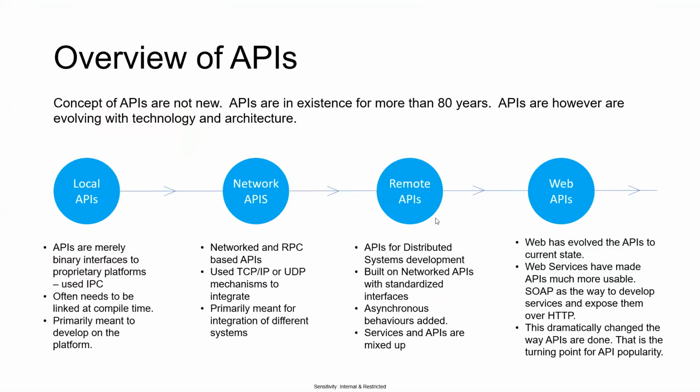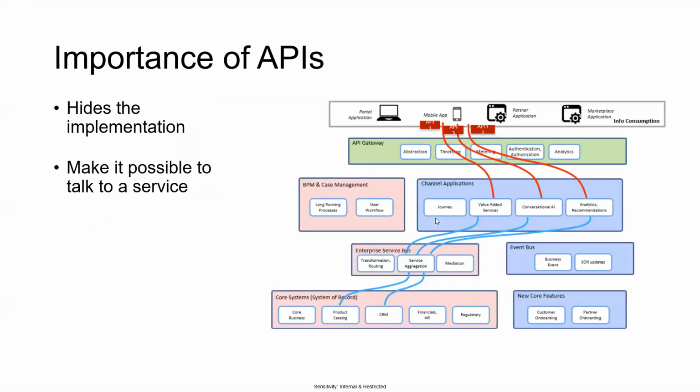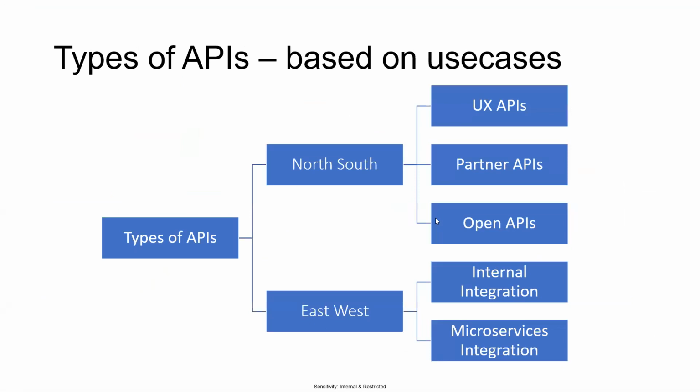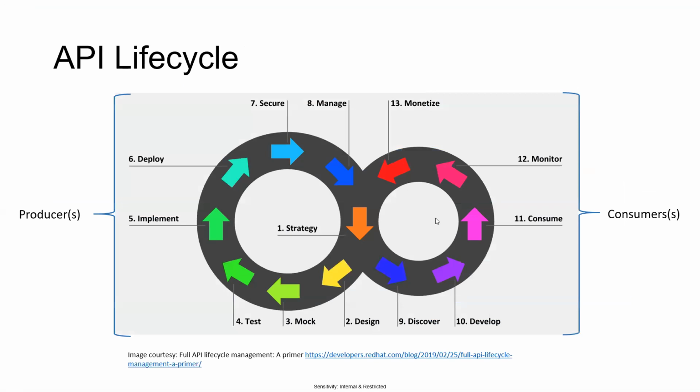And then we talked about different types of APIs: local APIs, network APIs, remote APIs, web APIs, and how APIs were evolving over time. And we talked about the importance of APIs and the different types of APIs in terms of north, south, east, west. Then we talked about the API lifecycle, right? So I'll pause on this slide for a moment because whatever we do today will go into the details of this. When we develop an API, coding an API is fairly simple, as you saw in week two, right?